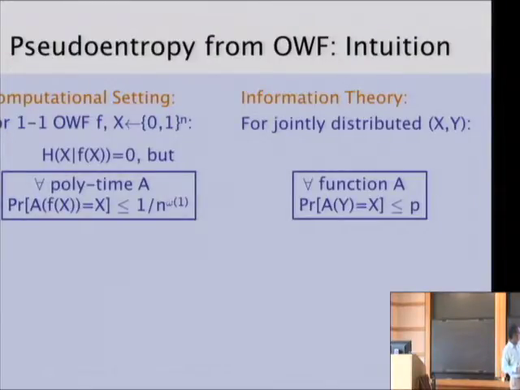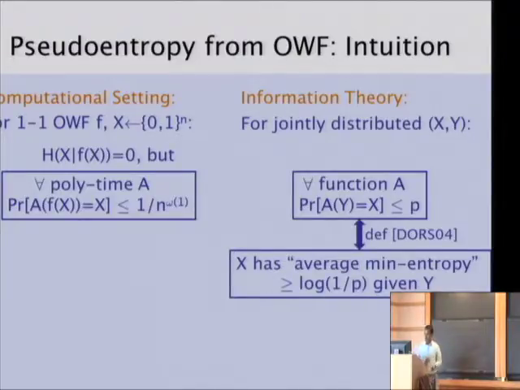Okay, so instead of saying for every polynomial time algorithm, let's take away the polynomial time constraint. And suppose we have two jointly distributed random variables, x and y, such that for every function A, the probability that A of y is x is at most some value p. Okay? Then this has been considered as a kind of measure of the entropy in x given y. It was called average min entropy by Dodis, Ostrovsky, Reyzin, and Smith.